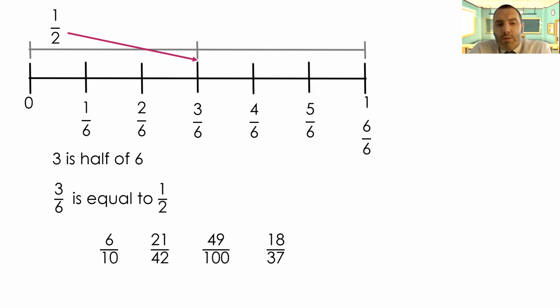21 times 2. Well, 2 times 1 is 2. 2 times 2 is 4. So 21/42, that one is a half. Let's have a look at the others. 100, half of 100 is 50. 49 is not 50, so that can't be right. It's not that one. 37 is an odd number, so it can't be divided by 2. So for an odd number, we need to remember that 2 is not a factor of it. So the only one on there that is a half is 21/42. So if you said that, well done.